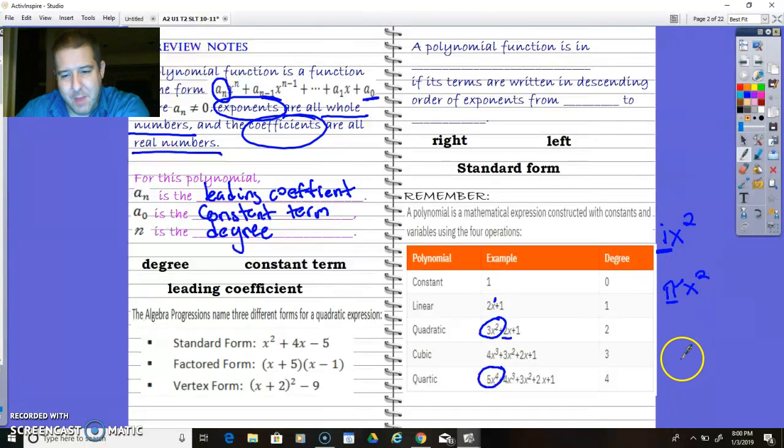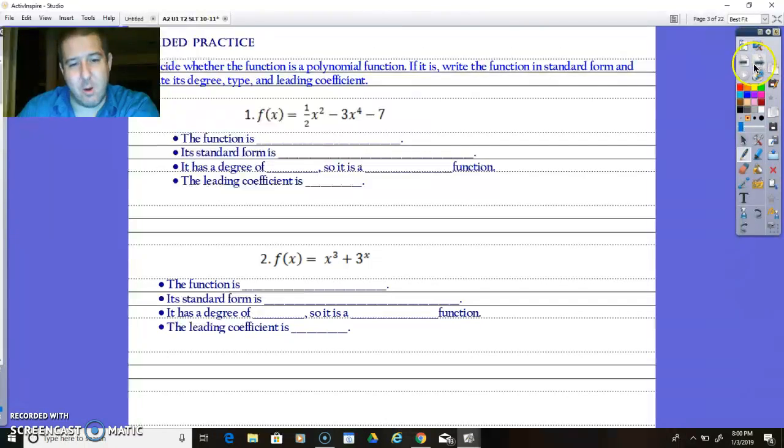The other thing you have to have is an exponent that is a whole number, meaning you can't have x to the 1/2 because that's not a whole number, that's a fraction. Whole numbers can be 0, 1, 2, 3, 4, 5, 6, 7, 8, 9, 10. You also can't have x to the negative first power, because negative 1 is not a whole number.